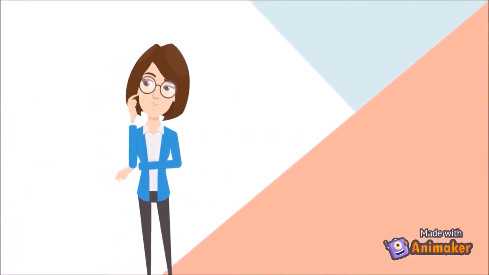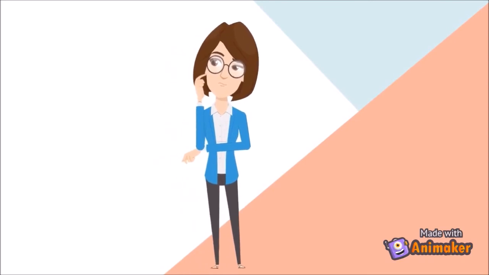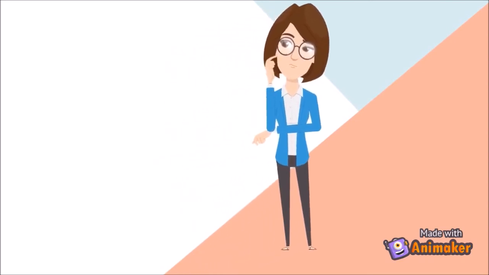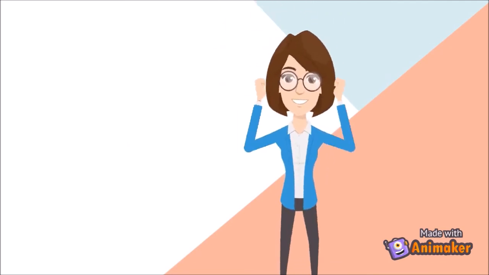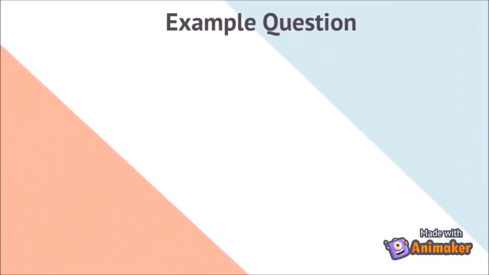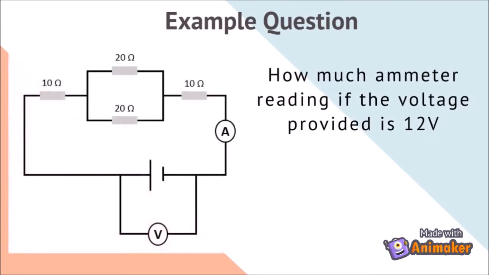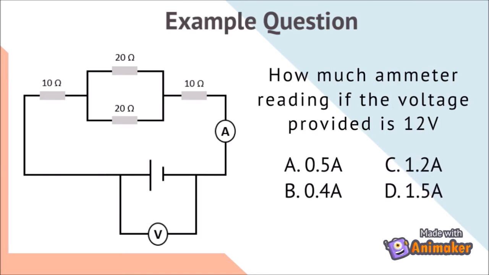So that's all about resistance. Now let's try to make an example of a question. Example question. How much is the ammeter reading if the voltage provided is 12 volt? Here we have multiple choice answers. A 0.5 ampere, B 0.4 ampere, C 1.2 ampere, and D 1.5 ampere.